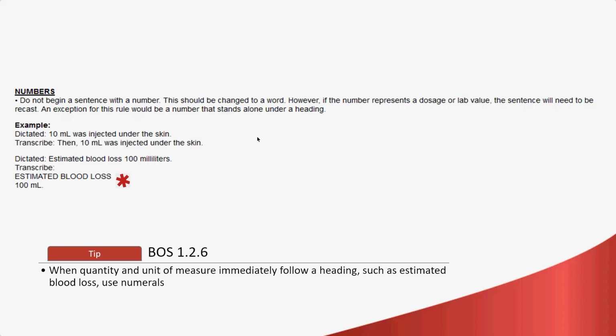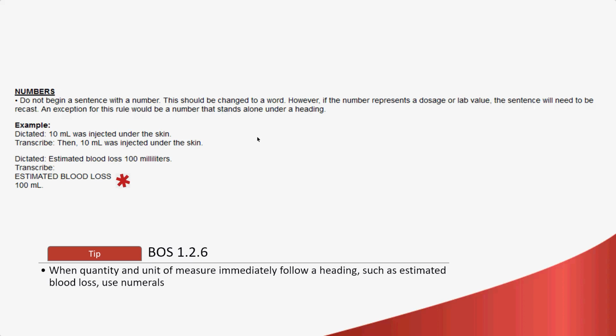Thank you very much. So basically, if you have a numeral or a measurement, and then your unit of measure, if it's coming right after the heading, you can keep that in numeric form. You do not have to recast for that. However, if we look at the first example there, 10 milliliters was injected under the skin. So 10 milliliters would be a dose. They're injecting some sort of medication or something under the skin.